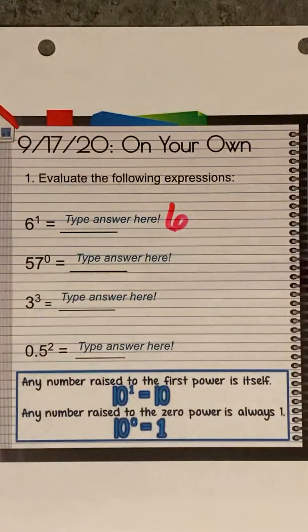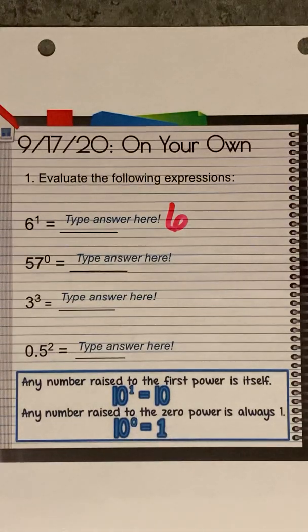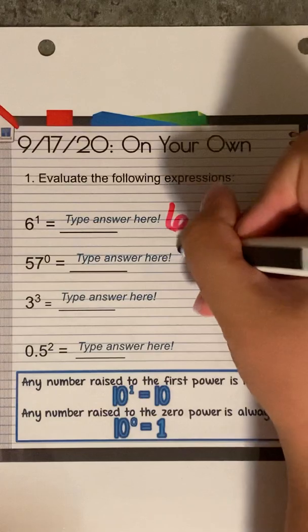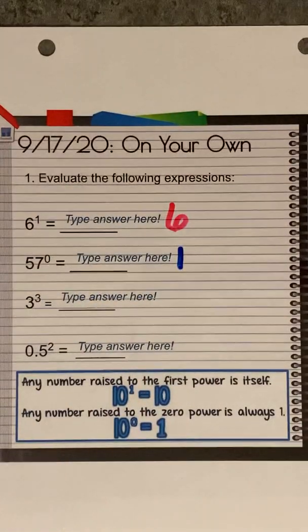How about 57 to the 0 power? To the 0 power. You guys, anything to the 0 power is just going to be 1. Whoa, easy peasy so far. 57 to the 0 power, 1. Uno, if you want to do Spanish. Uno.